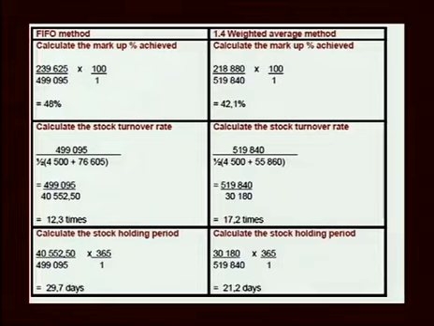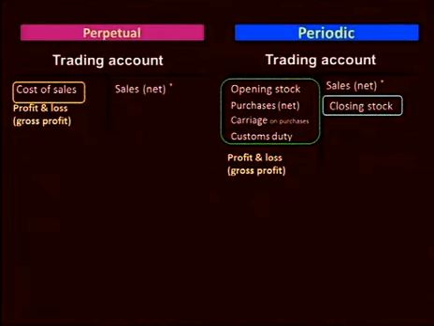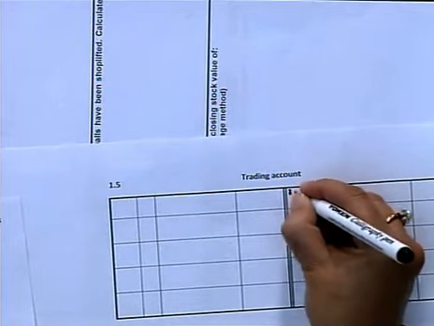The last thing this question says is it's asking you to do a trading account. And remember, I've spoken about this trading account earlier on in slide 5. Let's just go there again. Remember, they said that Gary uses the periodic inventory system. So Gary's going to have to do this whole thing of sales, and on the debit side, the opening stock, purchases, carriage on purchases, and custom duty. So let's do that for him quickly. Let's do a trading account. It will look something like this.